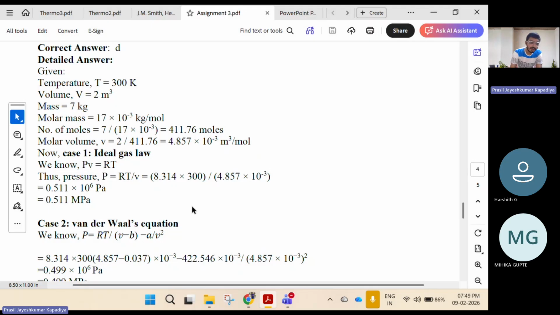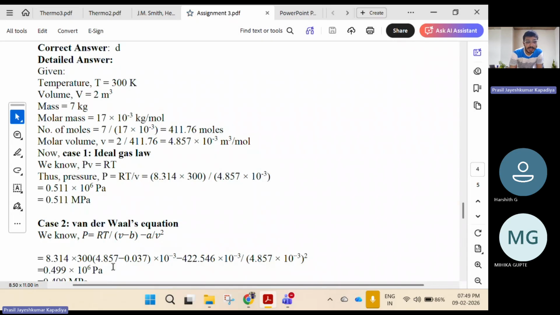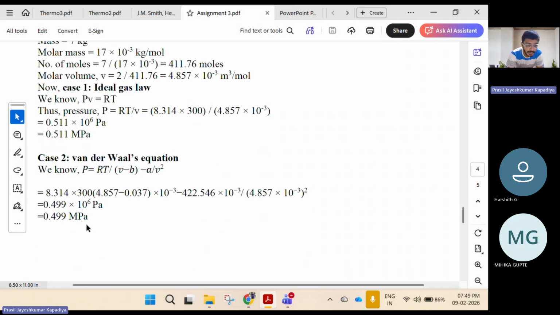Now, second point is using van der Waals equation of state. So what do you need to do? P is nothing but RT divided by V minus B minus A by V square. Correct. So B is given as 0.037 into 10 to minus 3 meter cube per mole, and A is 422.4546 into 10 to minus 3 Pascal meter cube per mole whole square. So if you put these numbers, P is R into T divided by molar volume minus B, 0.037 into 10 to minus 3, minus A divided by V square. So you get that pressure is coming out to be approximately 0.499 megapascal.